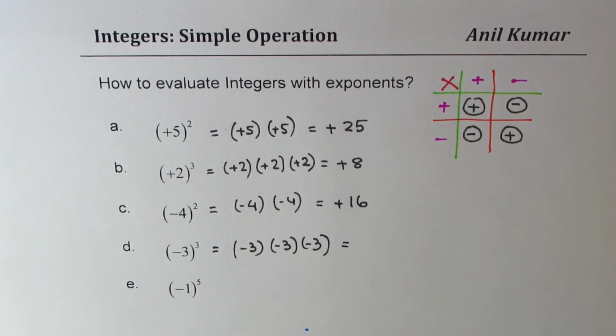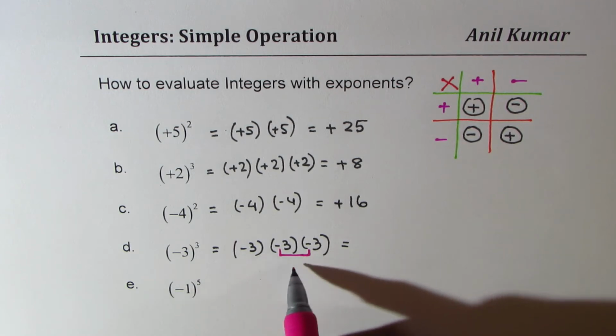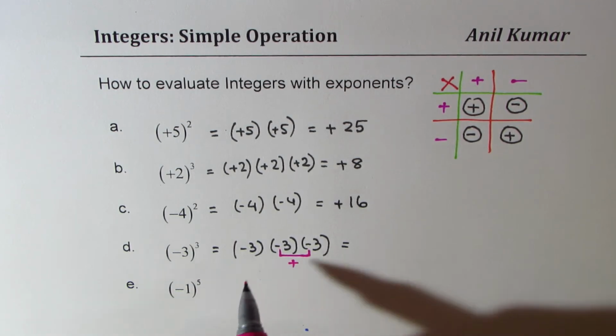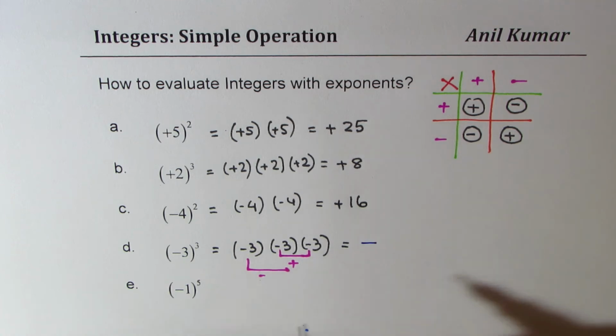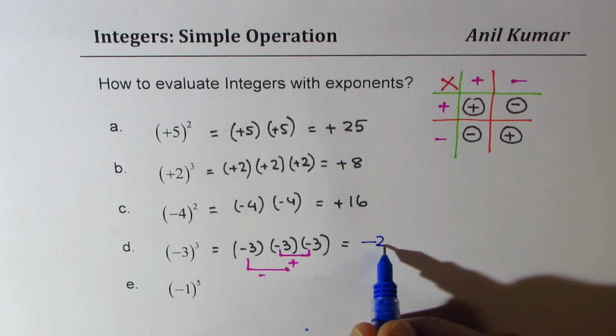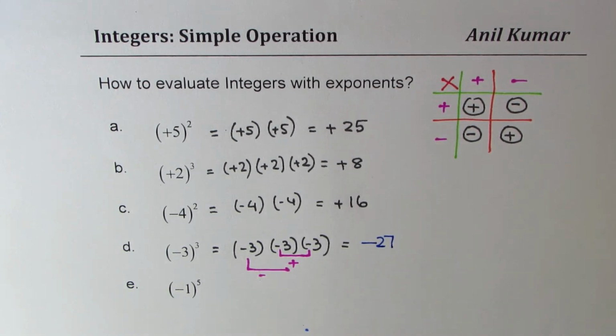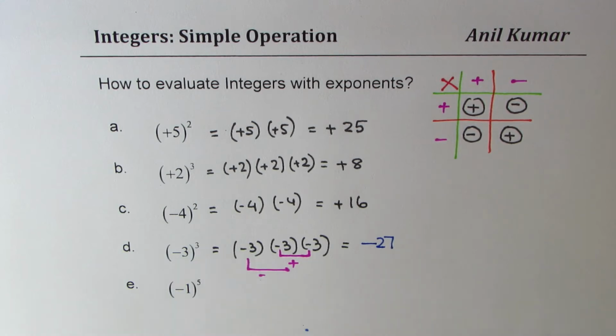Now this becomes tricky. If I do these two, I get positive. Now if I do these, I get negative, right? So the overall result is negative. And we get 3 times 3, 9, 9 times 3 is 27. So what we also see is that this happens when the exponent is odd.